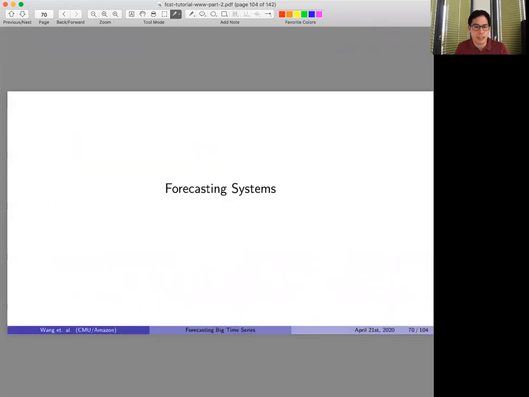In this last part, I'm going to talk a little bit about forecasting systems. So basically the vehicles that allow us to bring some of those forecasting methods that we've talked about in the previous parts to the real world.